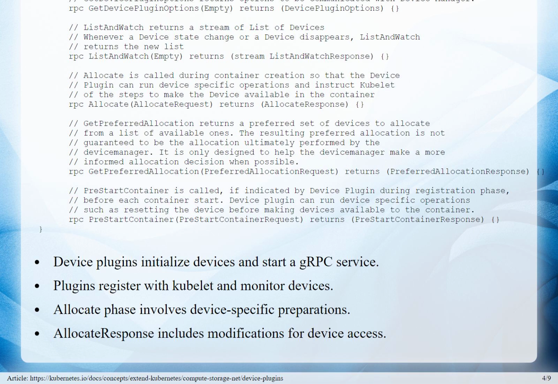Modifications to containers. An allocate response contains modifications to a container for device access. These include annotations, device nodes, environment variables, mounts, and fully qualified CDI device names, which require specific features enabled in the kubelet and kube API server.